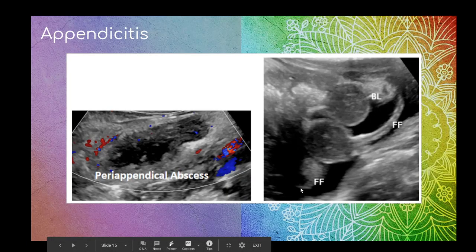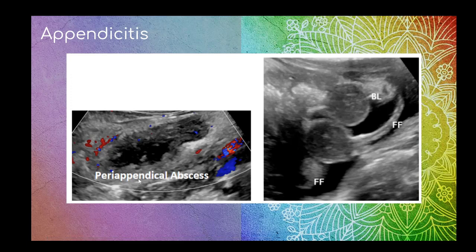A couple more things that we might see. Here's a periappendiceal abscess. And so this is probably part of the appendix right here, but we're seeing this odd fluid collection here. So this is most likely a ruptured appendix. We're seeing a fluid collection. This is going to be full of junk, full of debris, really thick walls to the abscess, and then we're going to see that peripheral vascularity like we're seeing right here.